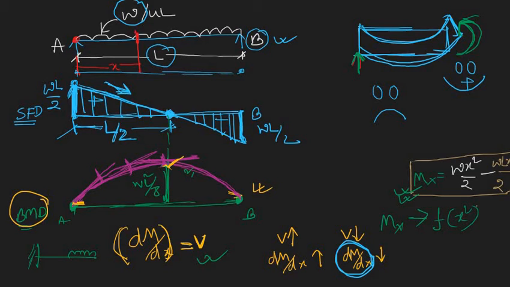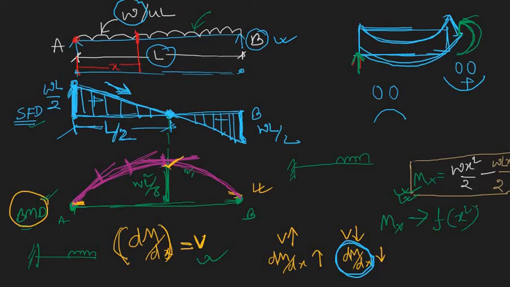Okay guys, so in the last video you have seen that we had a simply supported beam which was subjected to UDL, and we have drawn SFD and BMD. And as I promised, in this video I will discuss how to draw the bending moment and shear force diagram for a cantilever beam which is subjected to UDL load like this.